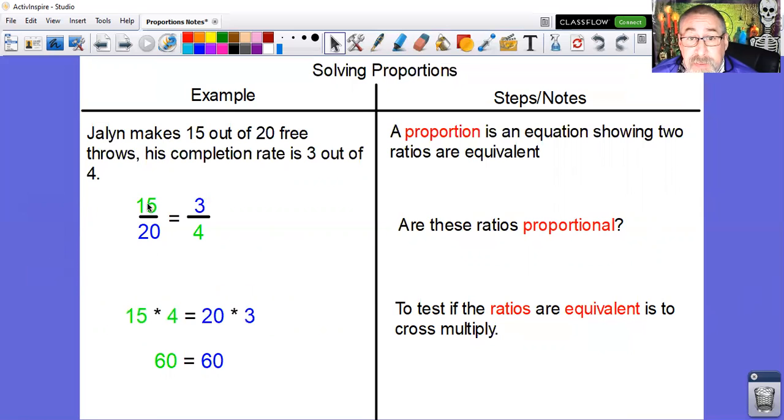So if we take the 15 times the 4, we cross multiply. Some of you have probably heard it as butterflying. So the 15 times 4 is equal to 60. If it's a proportion, then we take the other part, 20 times 3, and if they equal the same number, then it's proportional. So here we have 60 equals 60. So yes, it is proportional. So again, we cross multiply or butterfly. And if they're the same value, they're proportional.